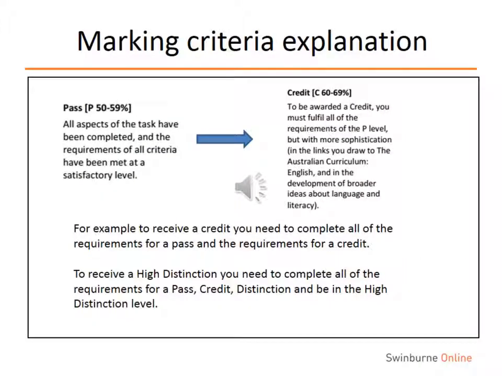Again, this is a holistic rubric. You need to make sure you have completed all aspects of a pass, before you can move on to the credit level, and so on. Make sure you read the rubric carefully.